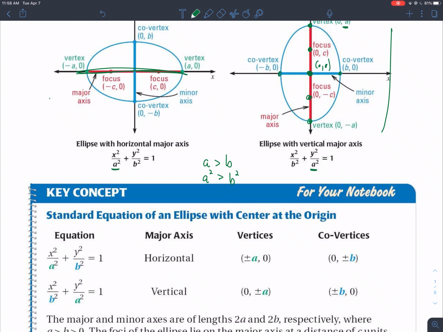So when you're looking at the equation, if you're given an equation, then you can quickly recognize if it's horizontal or vertical by the fact that a squared is bigger than b squared. So the number that's bigger, the variable that it's under, will indicate for you the direction of the ellipse. Okay?